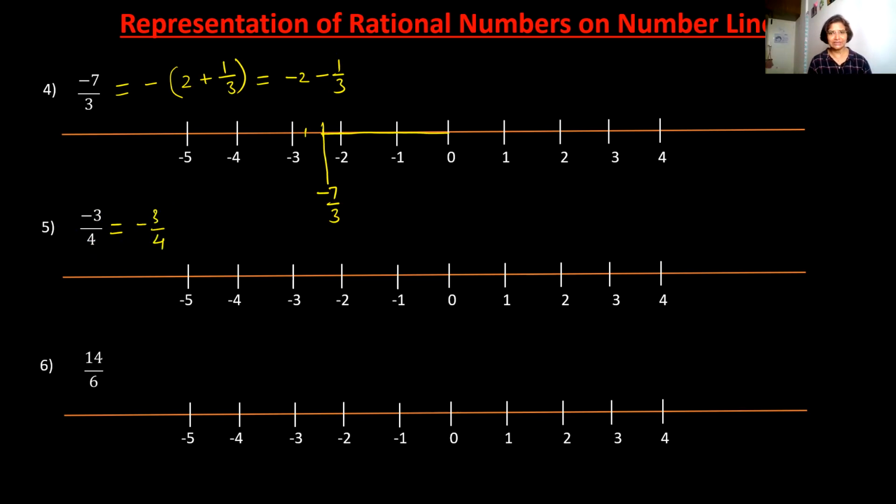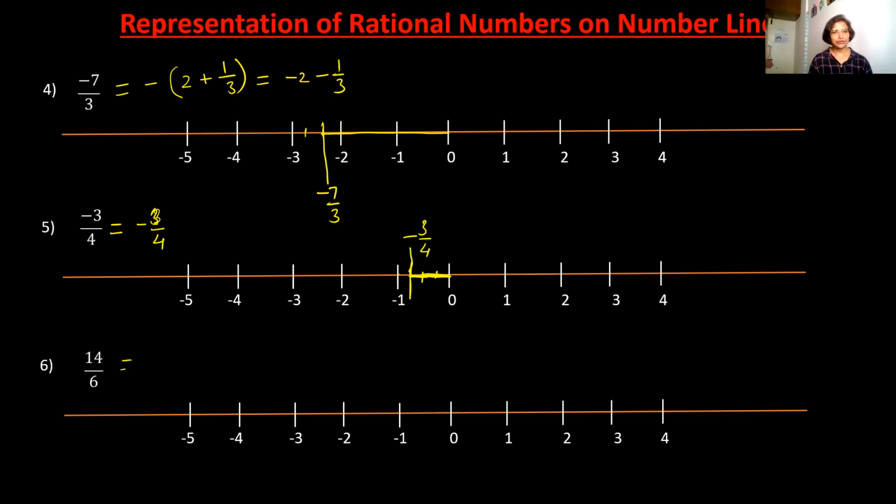Minus 3 by 4 means you have to divide this between 0 to 1 into 4 equal parts. 1, 2, 3, 4. This part you have to divide into 4 equal parts, and out of 4, how many parts you have to take? 3, minus 3. So that means this will lie till here. This will come till here, and this number will lie here. Minus 3 upon 4.